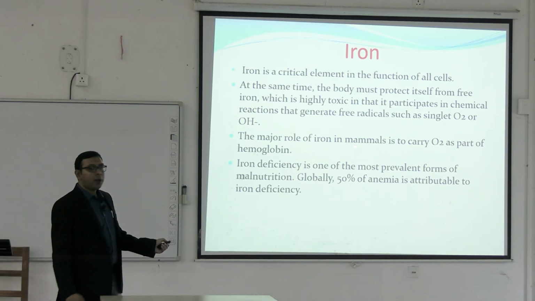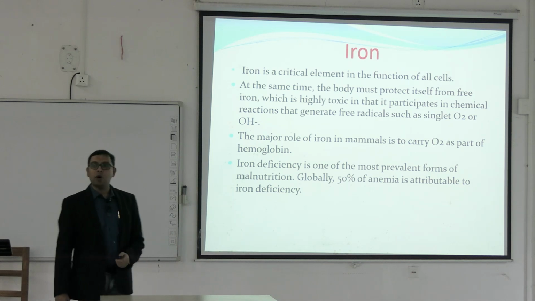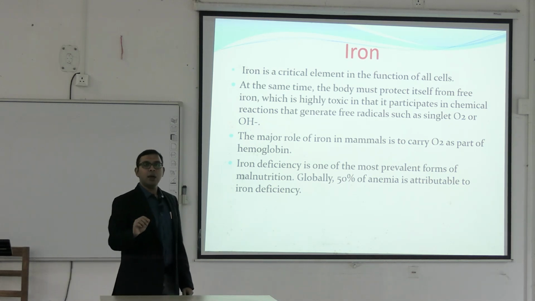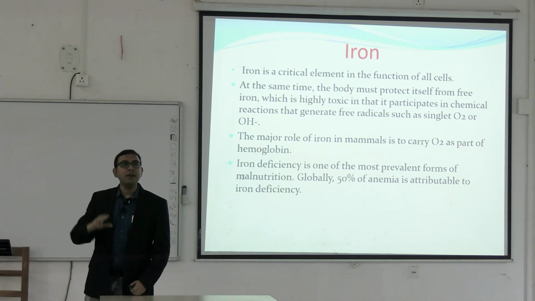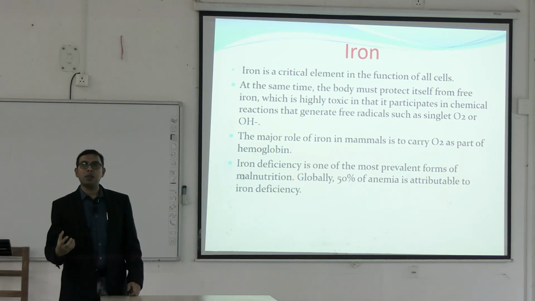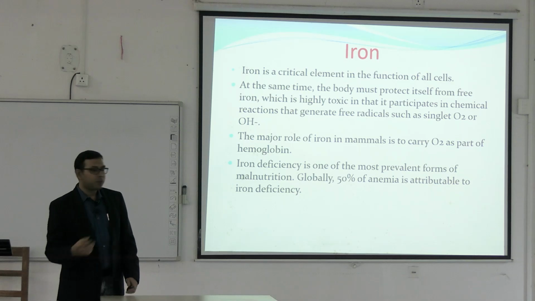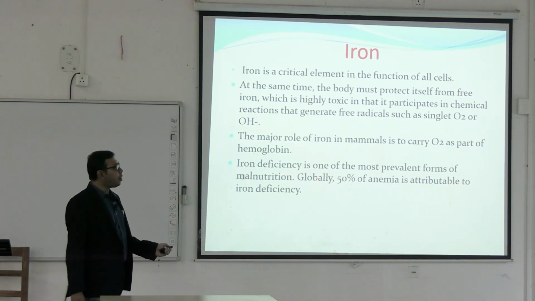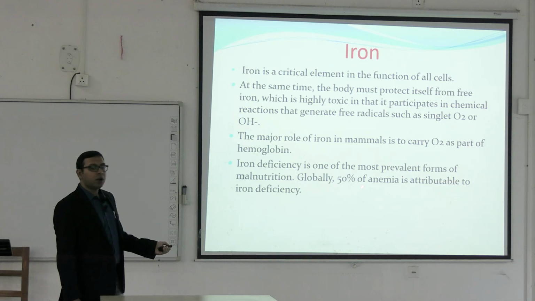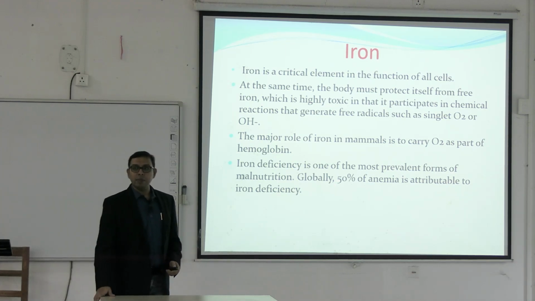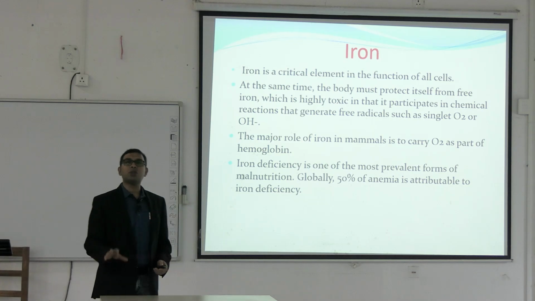The major role of iron in mammals is to carry oxygen as part of hemoglobin, the most important thing, carrying oxygen to different cells of the body. So if there is anemia, oxygen delivery is hampered, and ultimately cells may die. That is the problem. Iron deficiency is one of the most prevalent forms of malnutrition. Globally, 40 to 50% of anemia is attributable to iron deficiency. Iron deficiency anemia is the most common anemia.